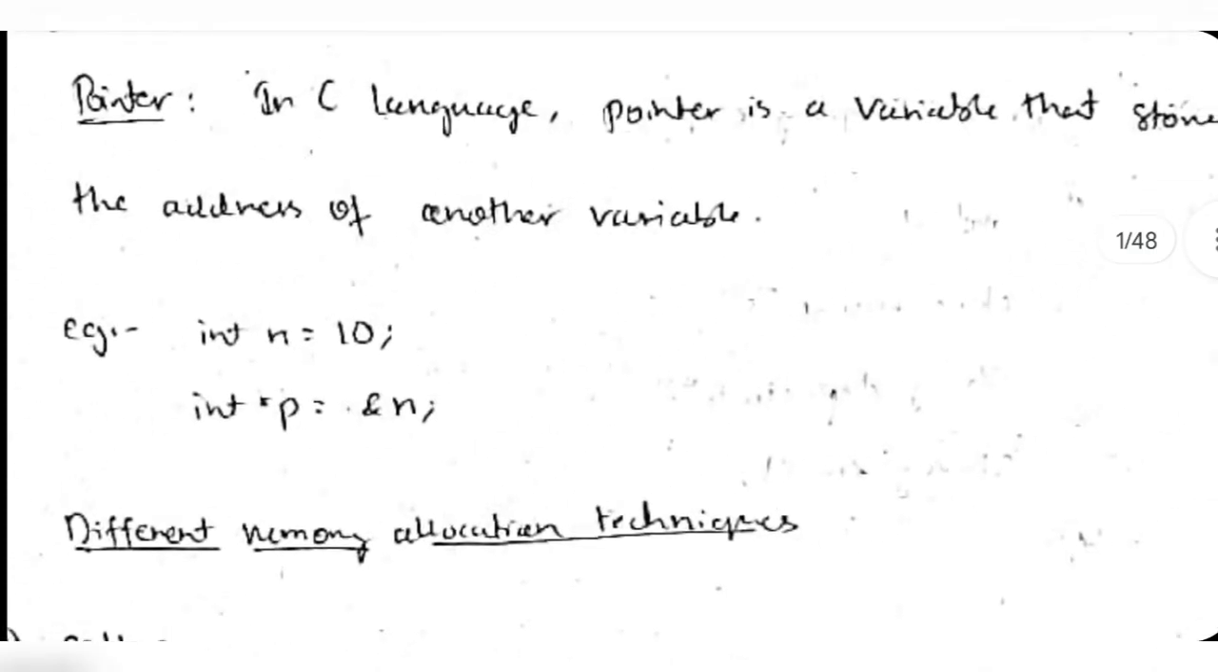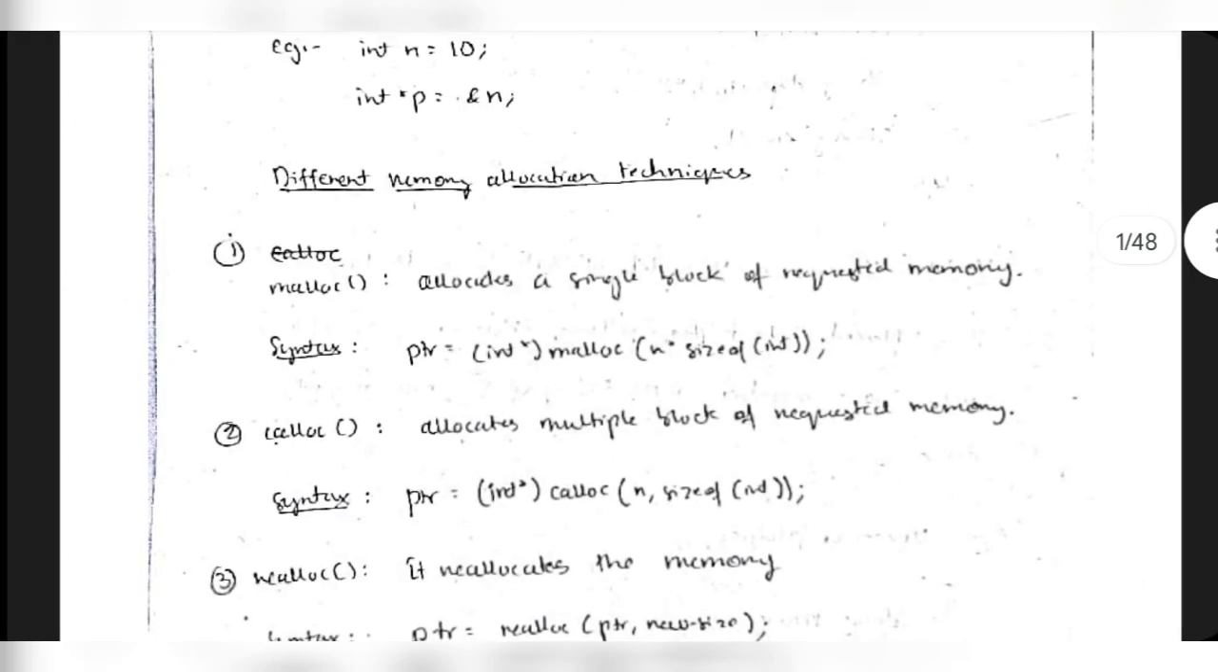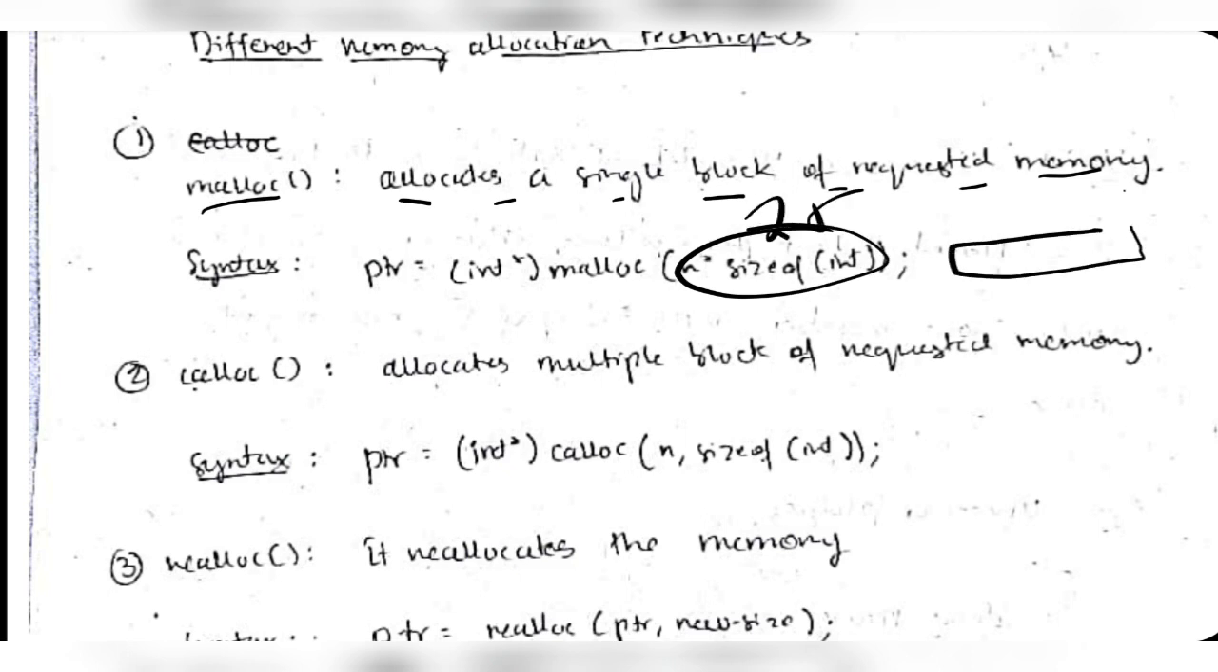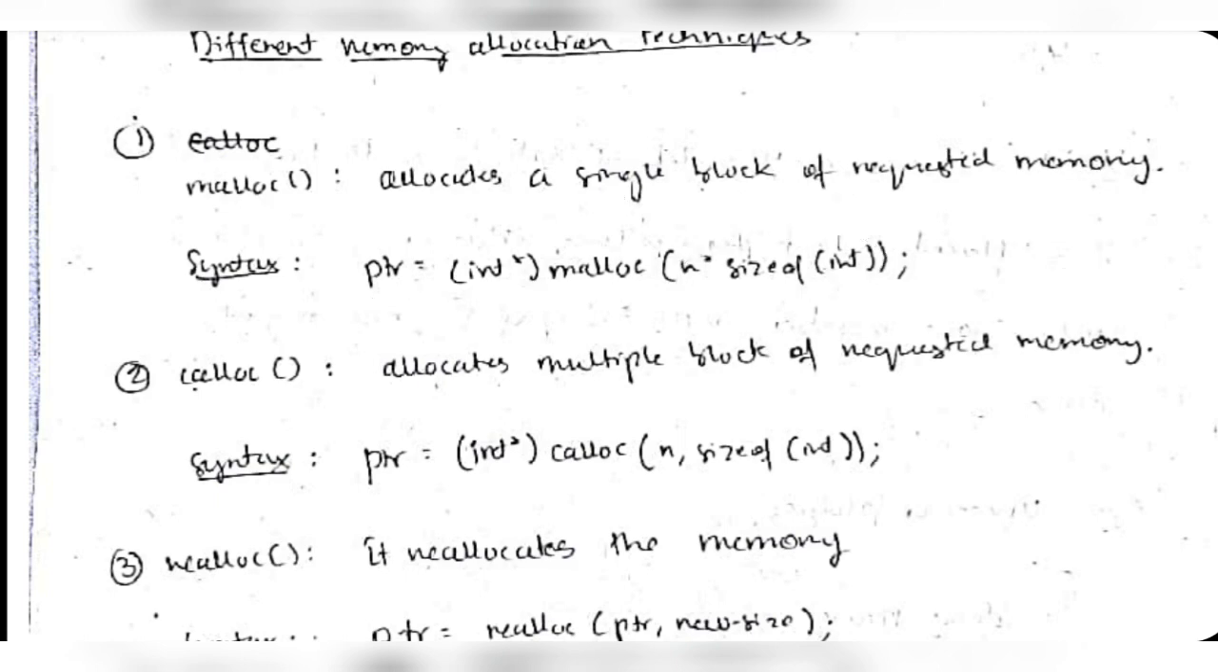Coming to the different memory allocation techniques in C, there are 4: malloc, calloc, realloc, and free. The first 3 are used for allocation and the last one is for deallocation. Let's discuss each. malloc allocates a single block of requested memory. For example, if I write 25 here, 25 bytes of memory will be allocated. That's what malloc is for.